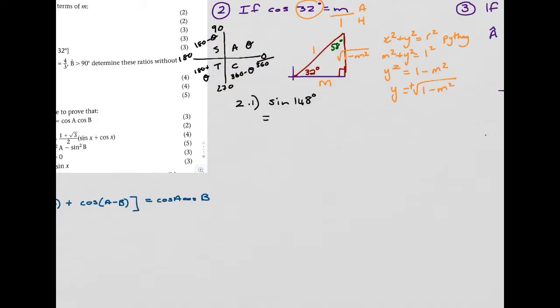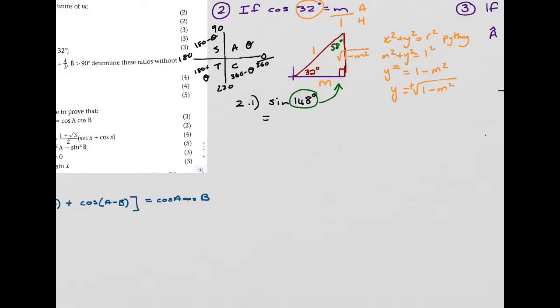We need to change that to something that has m's in it. So no sines, no coses, no tans. It must have numbers and m's, or numbers or m's. So we need to reduce. Because sine 148 is bigger than 90 degrees, we cannot use this triangle. This triangle is only working with acute angles. So we need to reduce it using our cast diagram.